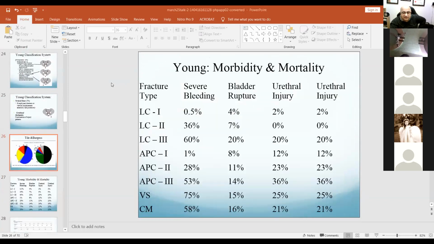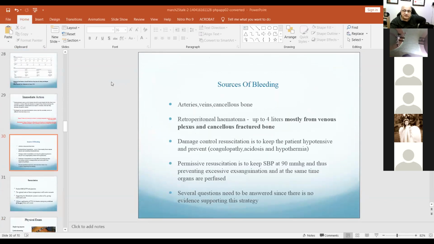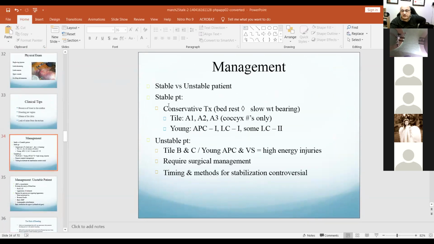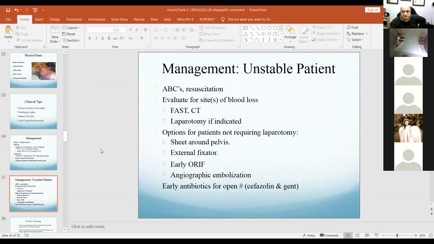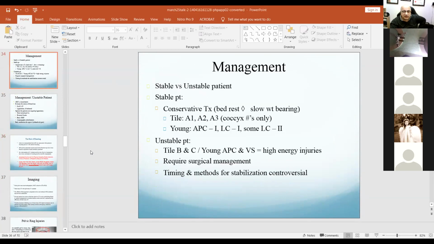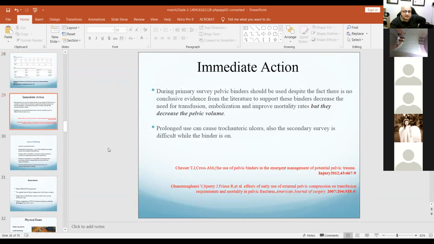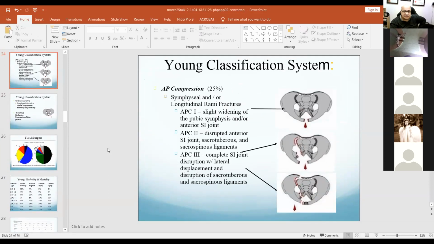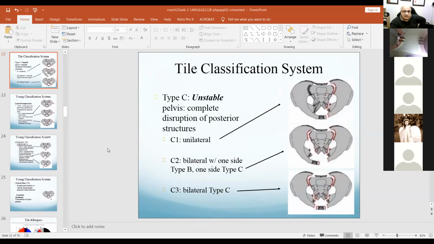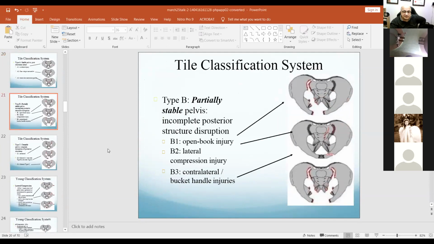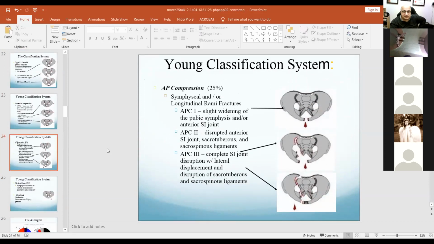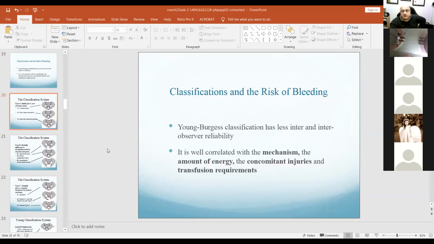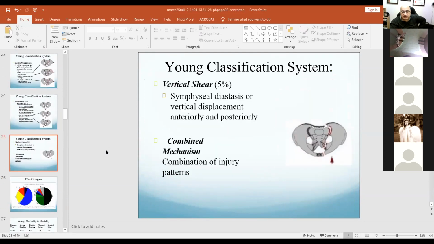You know the classification system for these, yeah? So what is the classification system? Young and Burgess. Okay, so it's an AP, anteroposterior injury, and there are 3 types in Young and Burgess. Type 1 is symphysis pubis diastasis less than 2.5 cm. Describe them as stable and unstable injuries, okay?